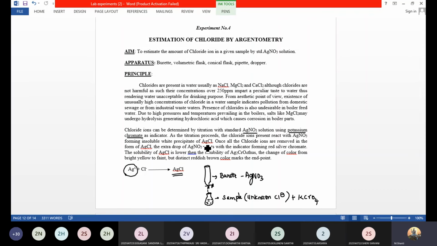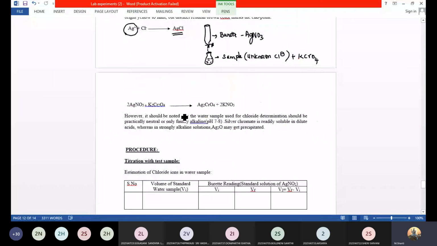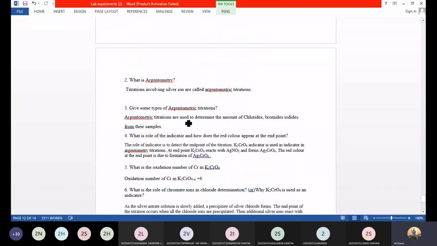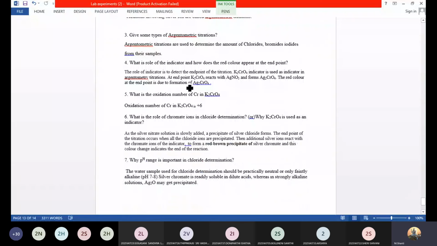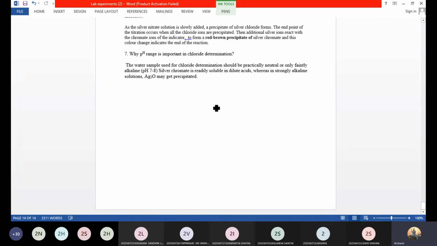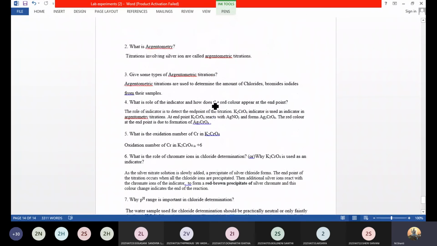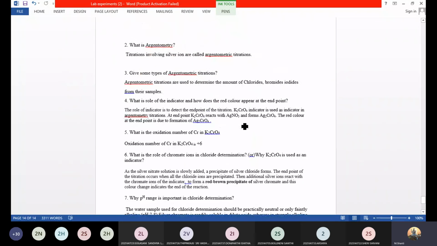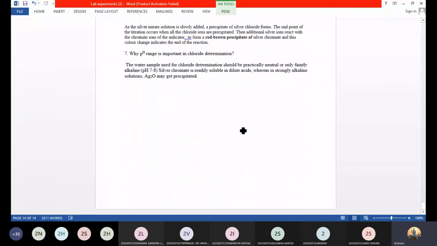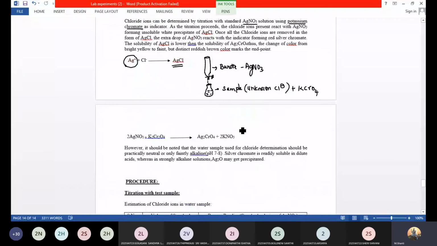Yes, ma'am. Okay, now just go through the viva questions. What is precipitation titration, argentometry? Give some types of argentometric titrations. What is the role of the indicator, and how does the end point appear? Oxidation number of Cr in K2CrO4. What is the role of chromate ions in chloride estimation? Which range of pH is suitable for chloride determination? All this we have already discussed, so you can read for yourself.